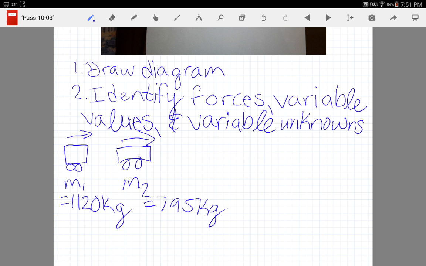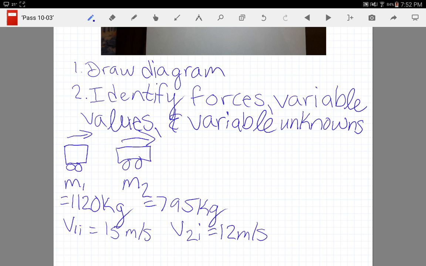So I'm just going to write my initial velocities under those. So I've got V1 initial equals 15 meters per second. And then V2 initial equals 12 meters per second. Okay.